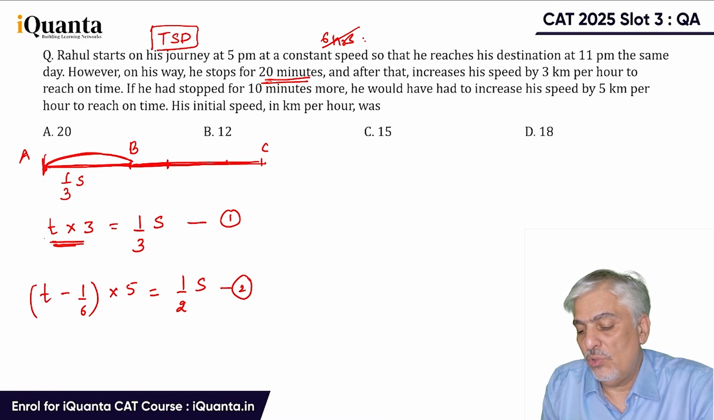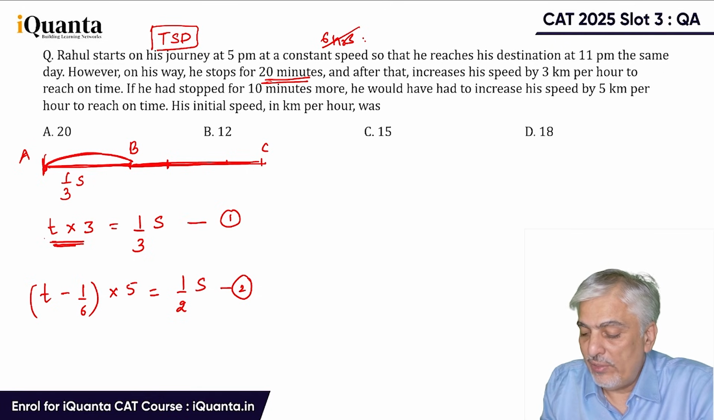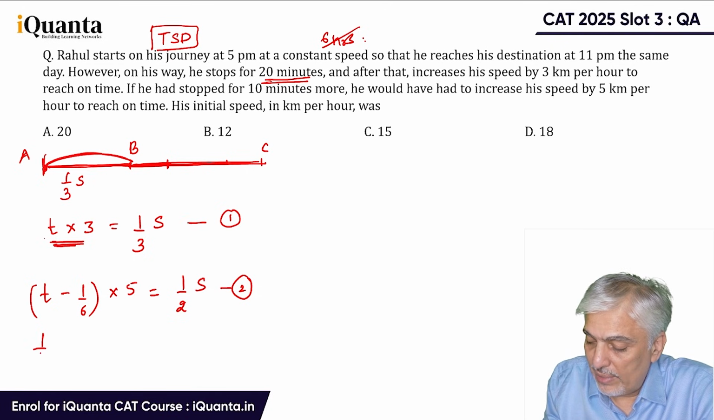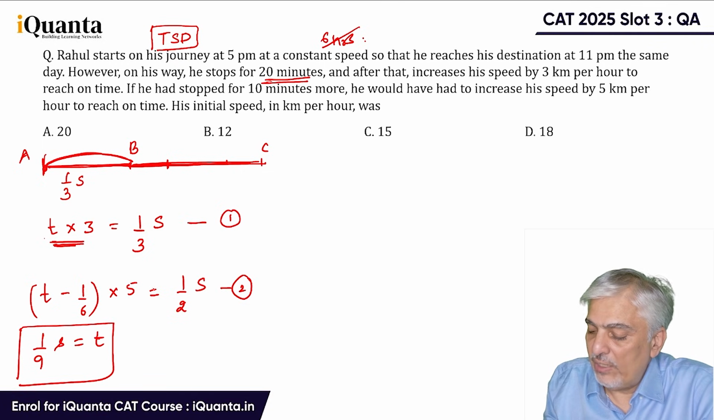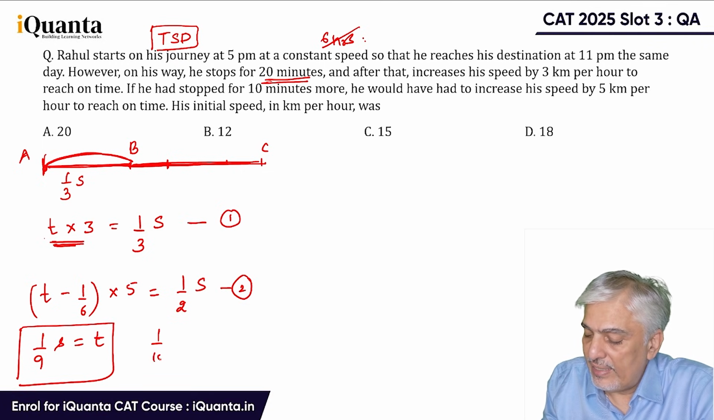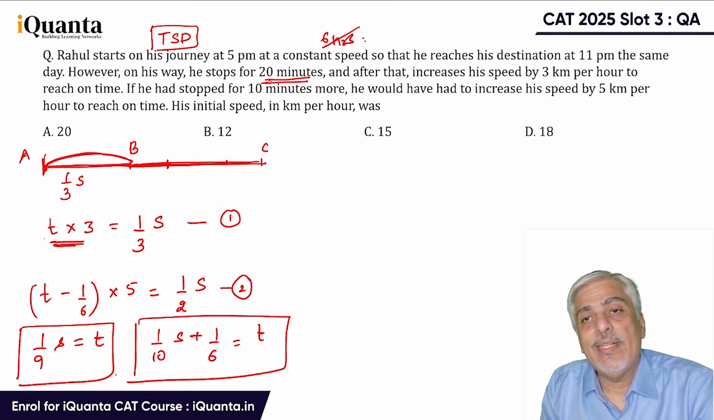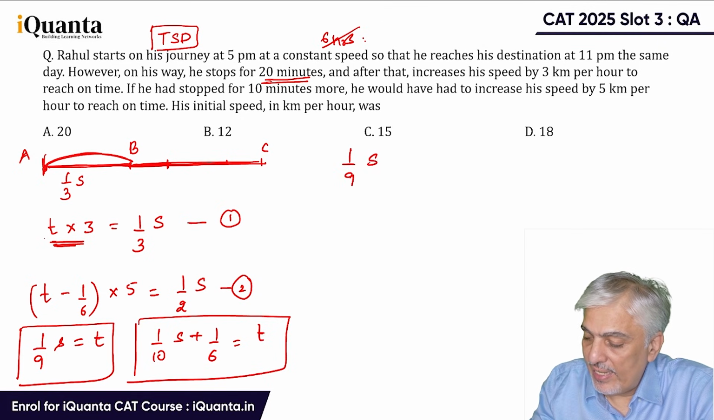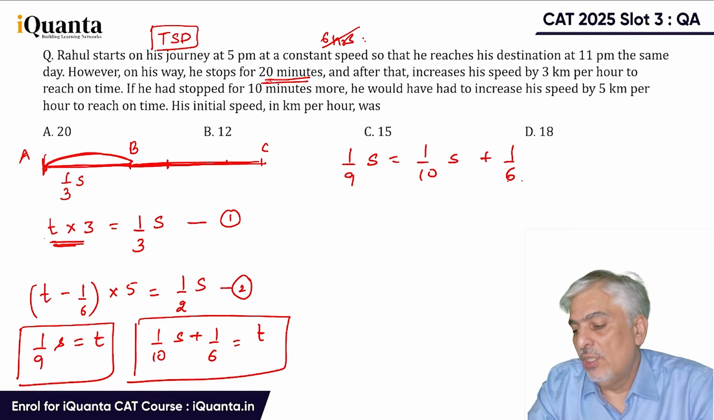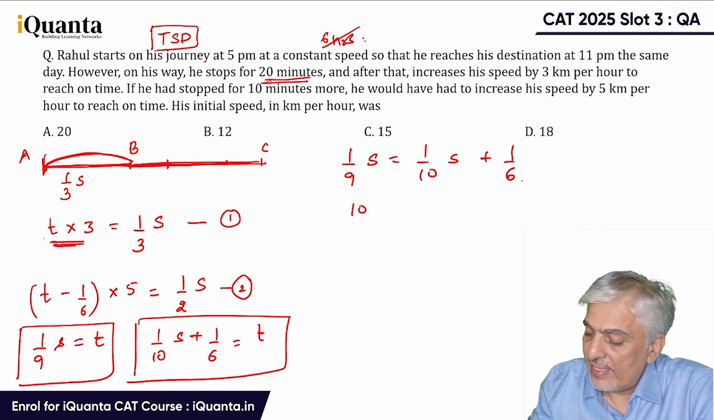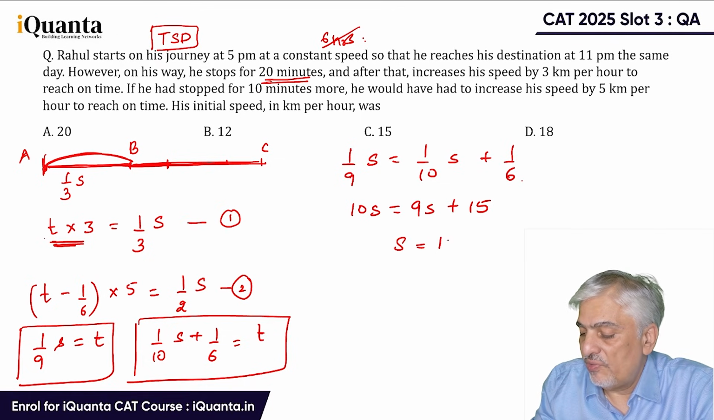So don't solve for t unnecessarily. If I bring 3 down over here, my first equation becomes 1/9 s is t. Leave it here. Second equation, I'll bring the 5 down, so I'll get 1 by 10 s plus 1 by 6 is also equal to t. And equate them both. So I'll get 1 by 9 s is equal to 1 by 10 s plus 1 by 6. Multiply by 90 throughout. So I'll get 10s is equal to 9s plus 15, and s is 15.